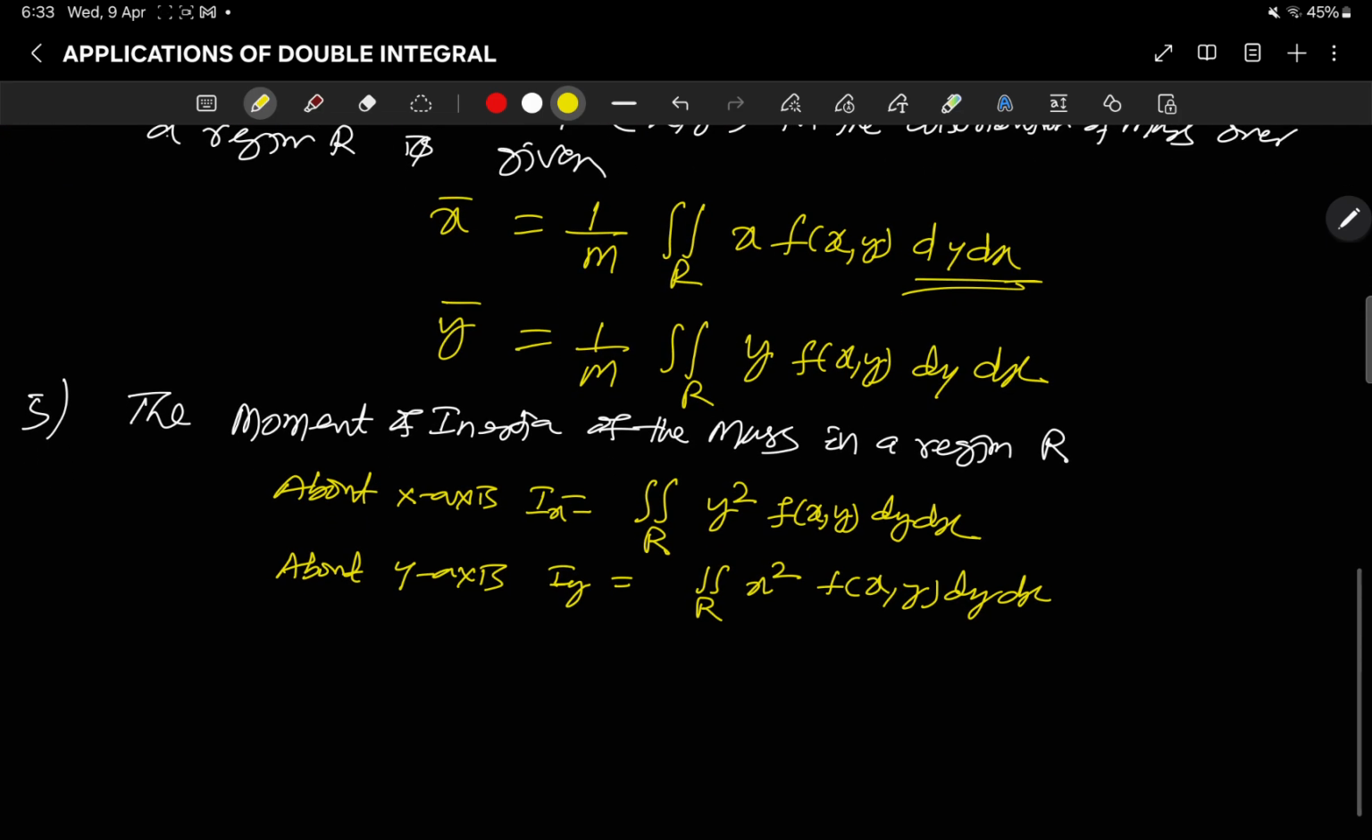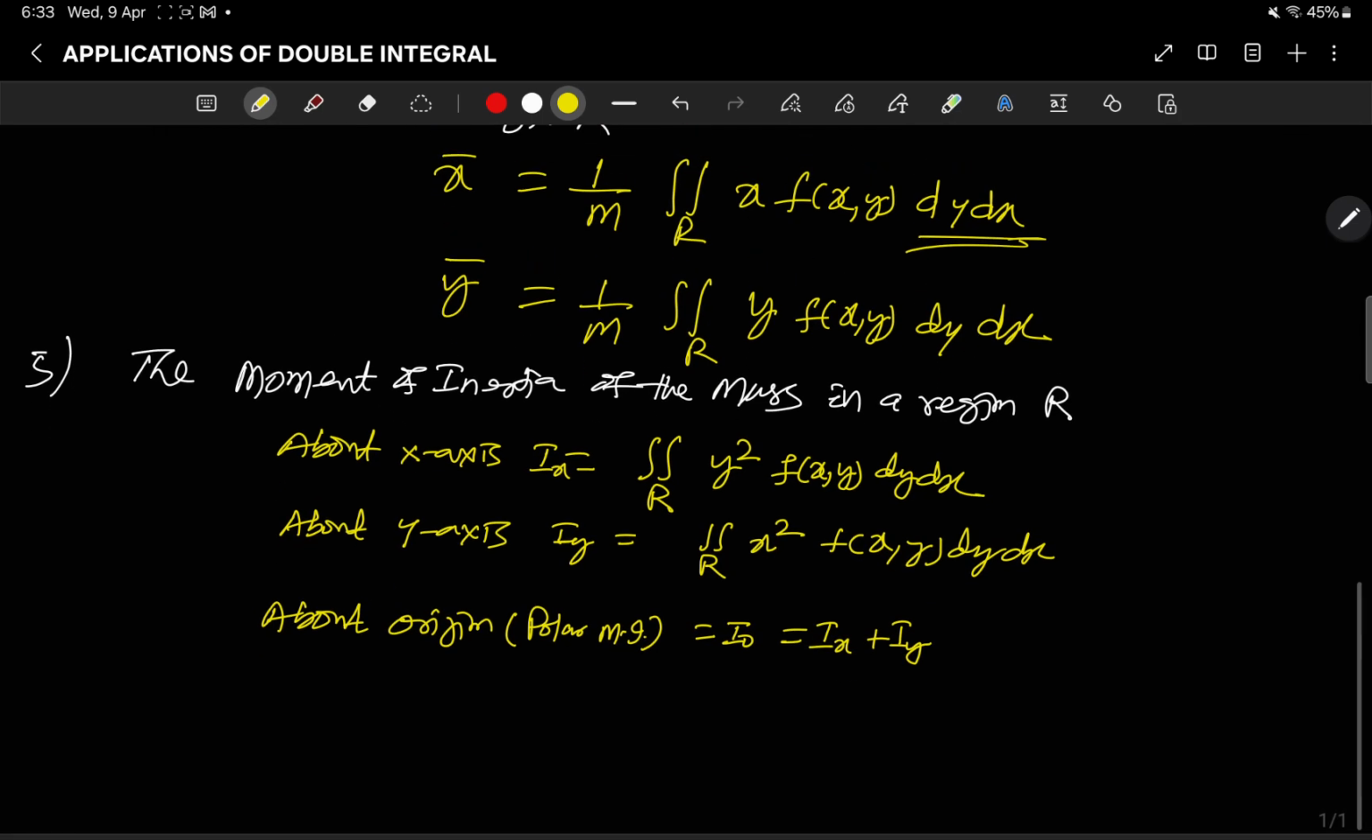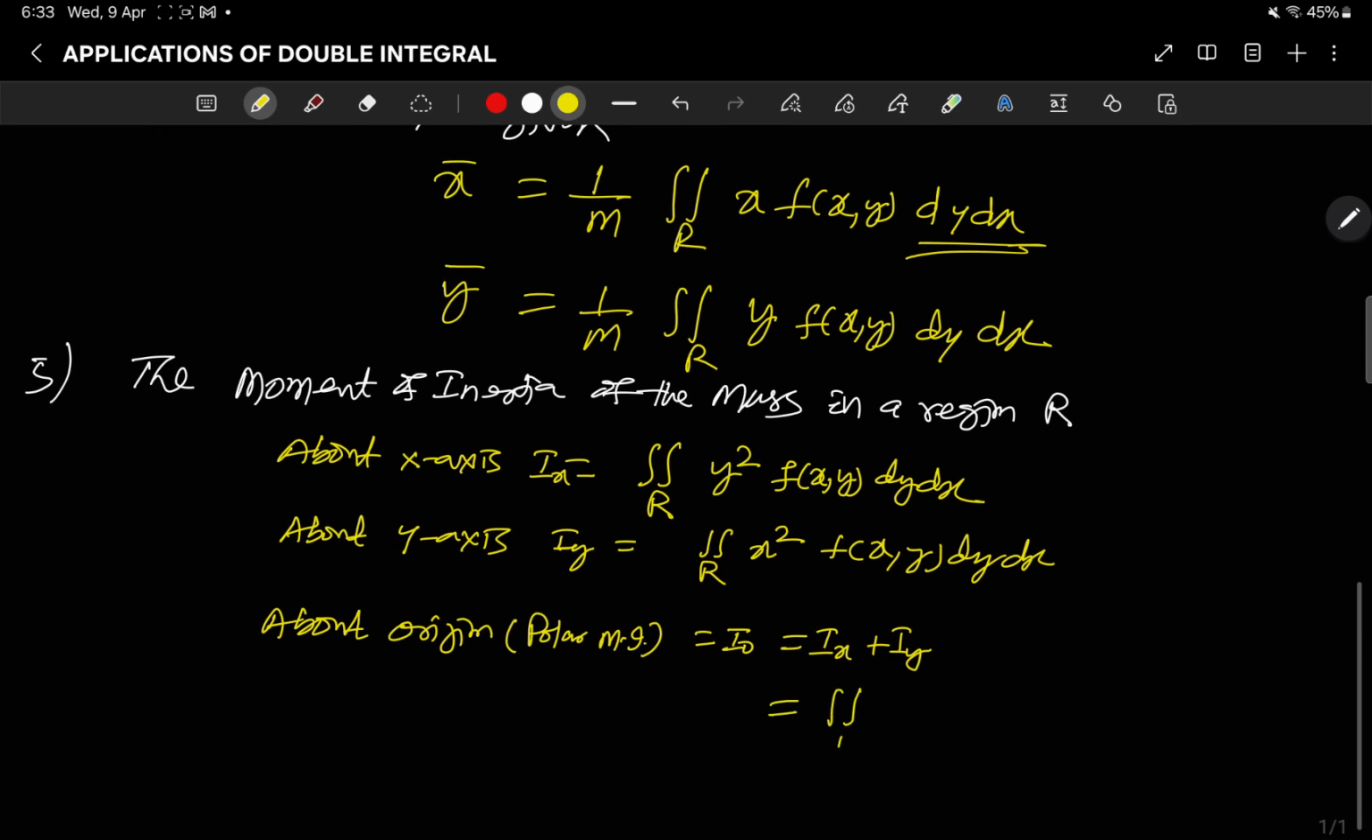And the moment of inertia about the origin, or what we call the polar moment of inertia, is denoted by I_0, so this is I_x plus I_y. If you add these two, it is the double integral of x squared plus y squared, times the density f(x,y) dy dx. So these are the applications.